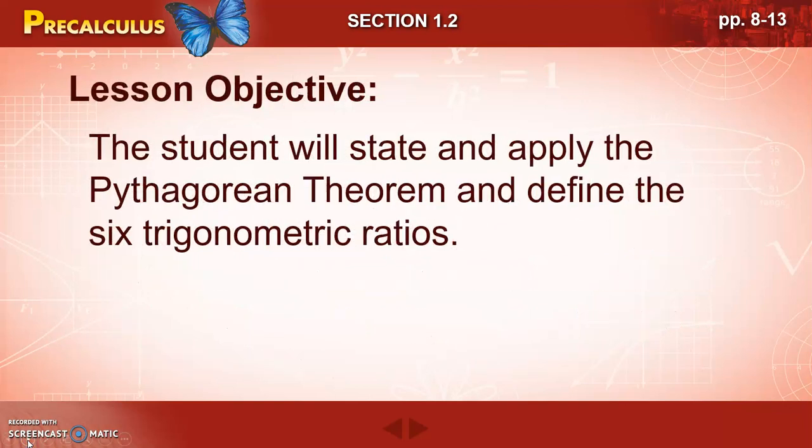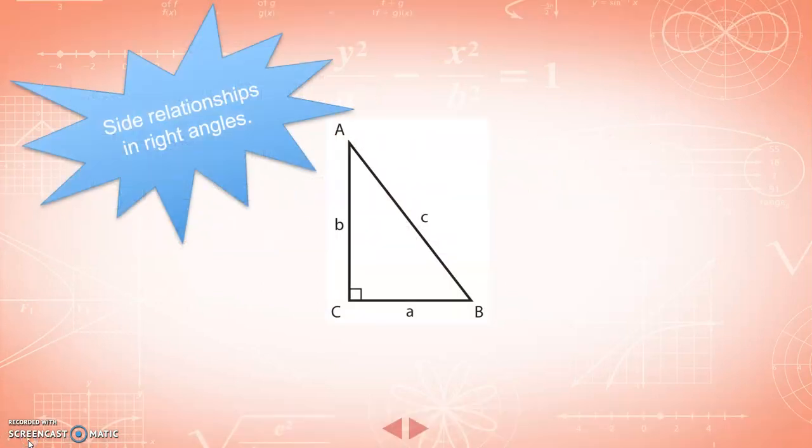Our objective today is this. The student, you, will be able to state and apply the Pythagorean theorem and define the 6 trig ratios by the end of today. Now, when we talk about trig ratios, we are talking about the relationships between the sides in right triangles. And these are true for all triangles that have a right angle. Thank you, God, for creating these patterns and these ratios that hold true no matter what.